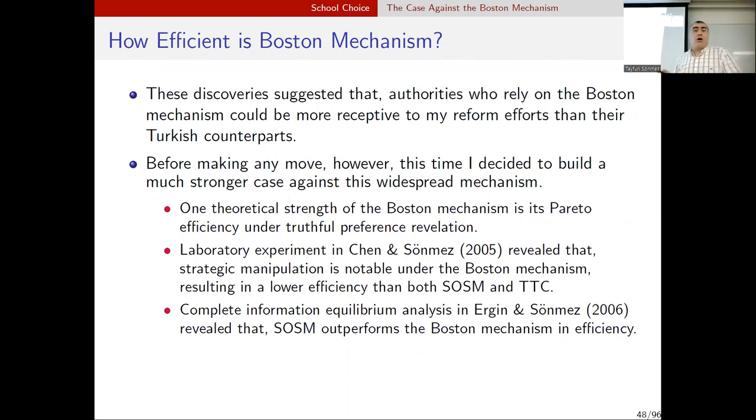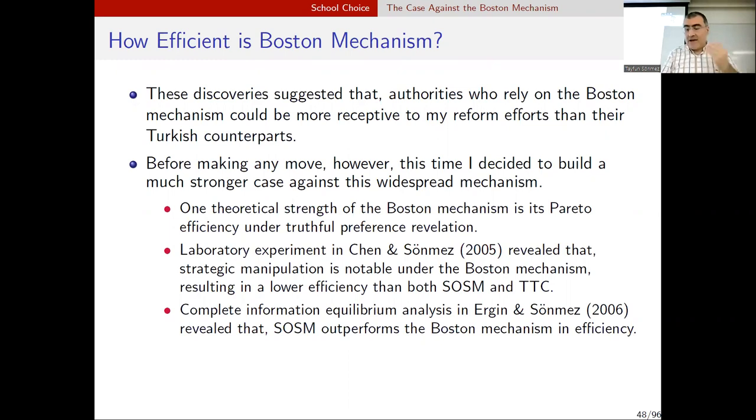So these discoveries suggest that authorities who rely on the Boston mechanism could be more receptive to my reform efforts than their Turkish counterparts. But before making any move, this time I decided to build a much stronger case against the Boston mechanism. I ran lab experiments with Yan Chen. I did equilibrium analysis with Haluk Ergin, just to show that my student optimal stable mechanism is more efficient anyway.